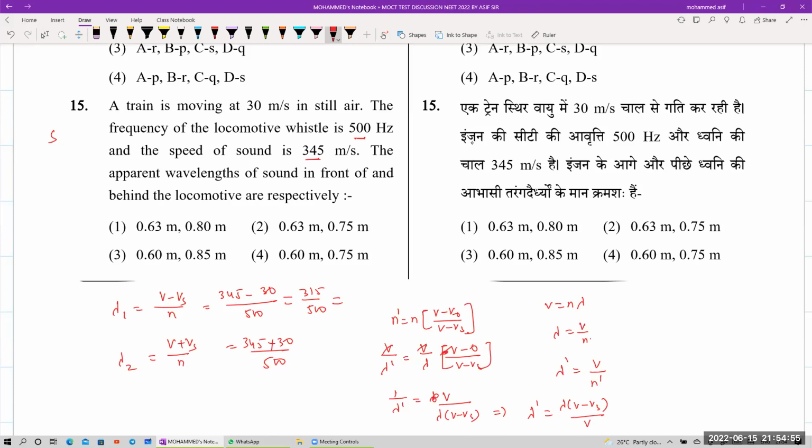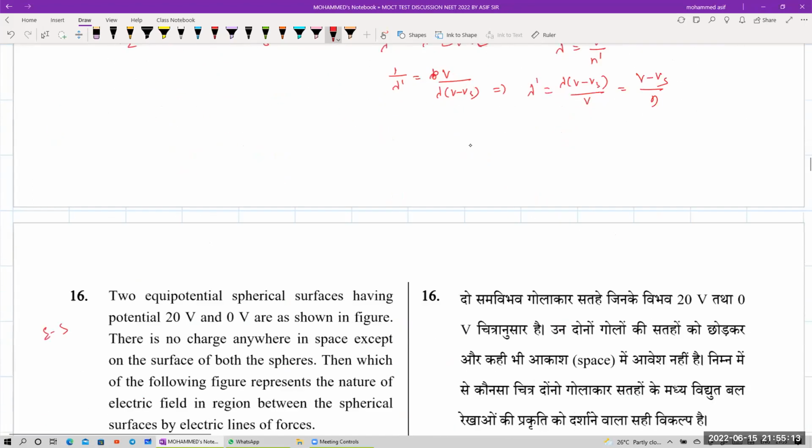So lambda by V will give me what, beta? 1 by n. So this becomes V minus Vs divided by n. Where did the formula come from? In terms of wavelength, the second option is coming. Okay, let's go to the next question, beta.